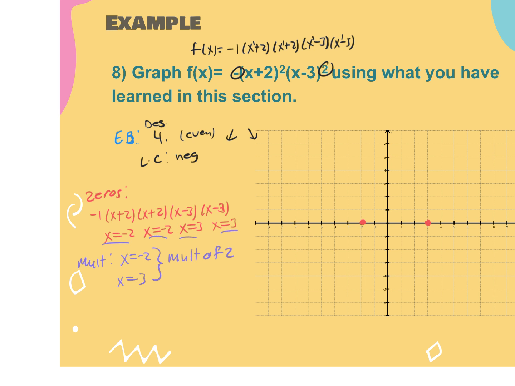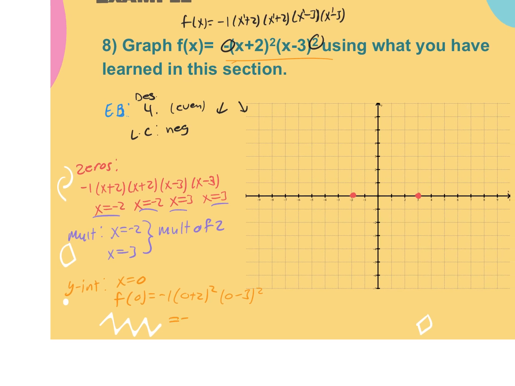All right, and for any additional points, let's say a y-intercept, let's plug in x equals 0. So f of 0 is going to get us -1 times (0 plus 2) squared times (0 minus 3) squared. Now I'm plugging into the original, not the factored form. We're going to get -1 times 2 squared times -3 squared, and that's going to get us -1 times 4 times 9. 4 times 9 is 36, times -1 is going to get us a -36.